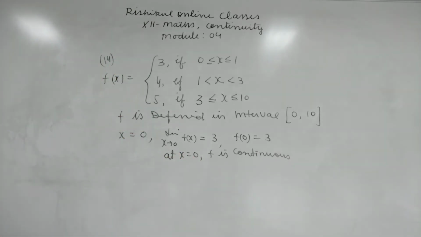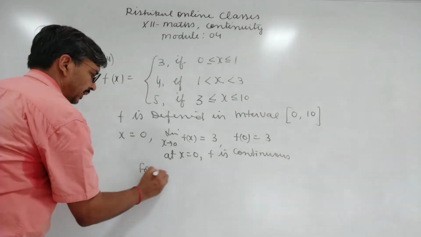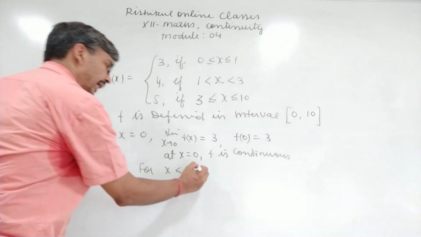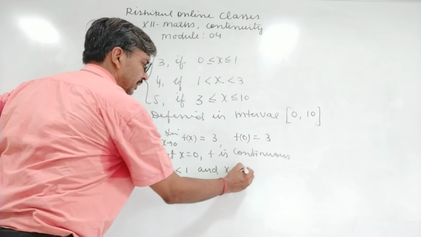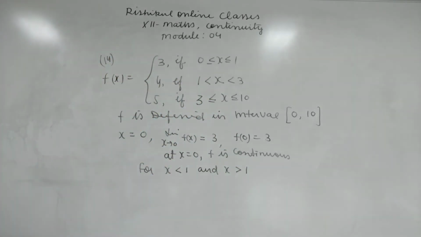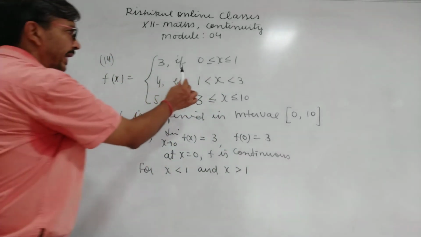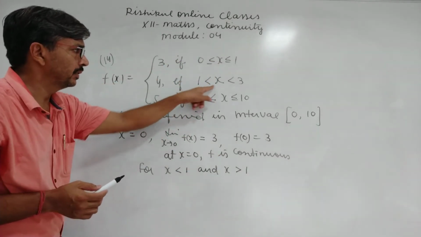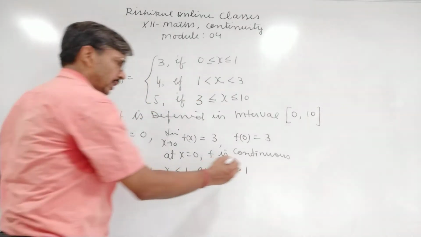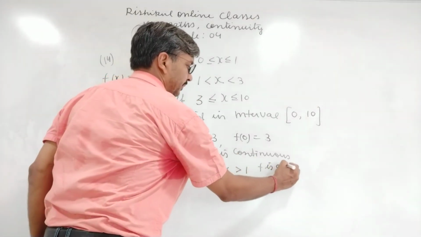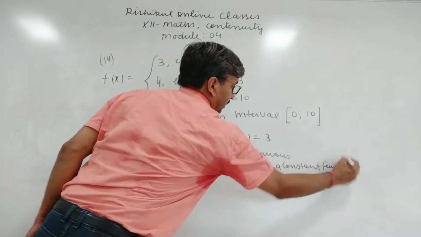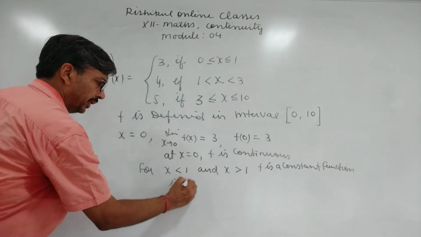Okay. Now second is for x less than 1 and x greater than 1. For x less than 1, function is 3. For x greater than 1, function is 4. f is a constant function and hence is continuous.